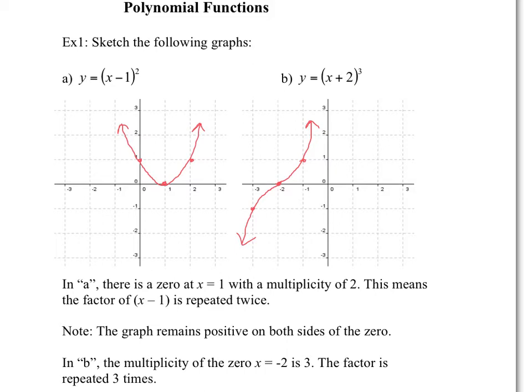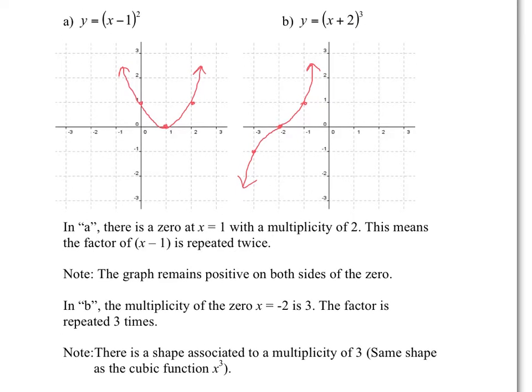It has a multiplicity of 3. So in B, the multiplicity of the 0 at x equals minus 2 is 3. So the factor is repeated 3 times. And when I say 3 times, you could have written it out, because it's just cubed. So you could have written it out 3 times, so the factor is repeated 3 times.